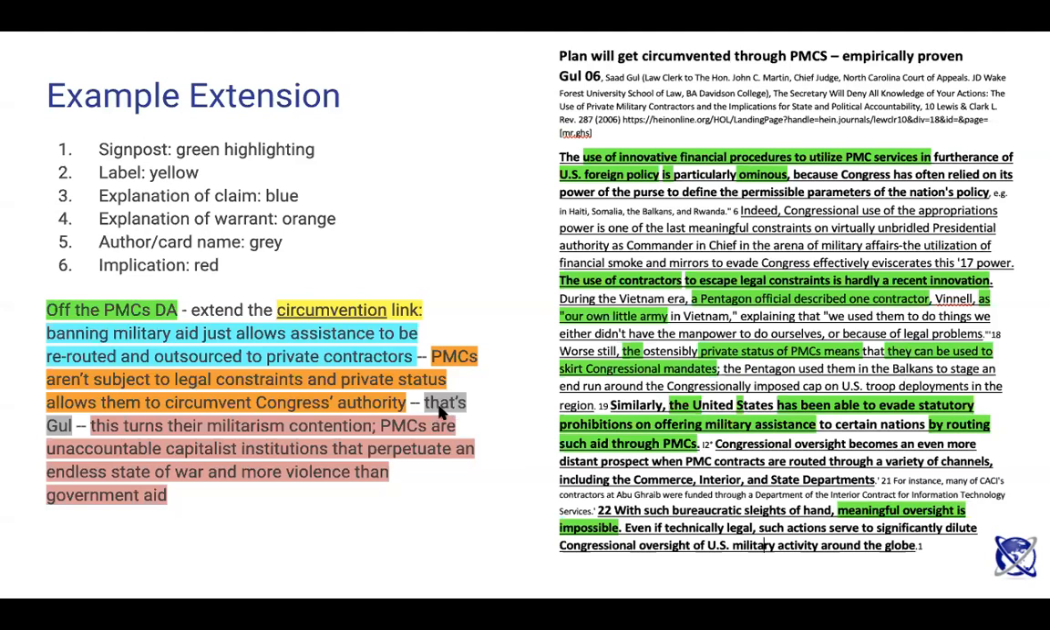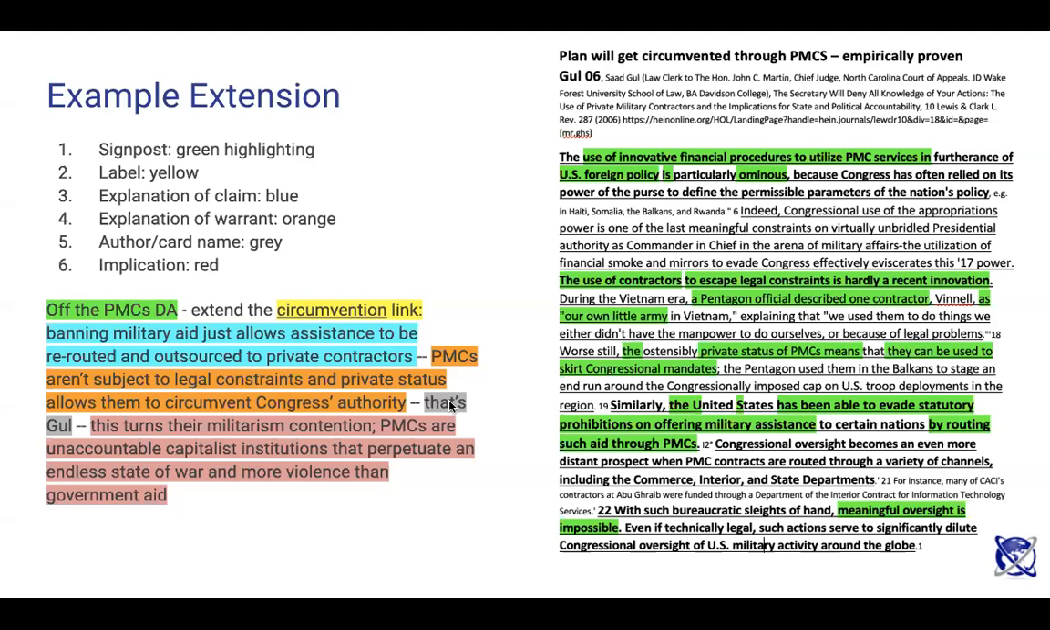And then following that up, you have the author name or the card name, right? Usually in extensions you say your argument and then say it's from whatever author or evidence. Most of the time you can also say "extend the Ghoul 06 evidence: banning military aid just allows us to be rerouted" at the beginning, and then go into your explanation. But I think it's easier to throw in the author name in the middle, after you extend your overall warrant and explanation, so the judge can write it down as a reference, because the most important part is your explanation, not the card name.